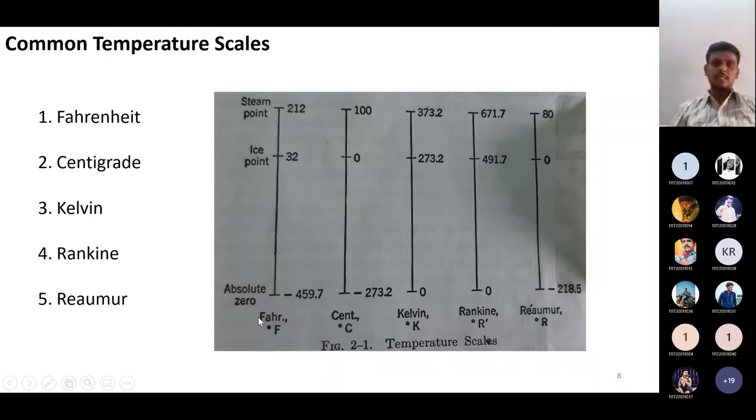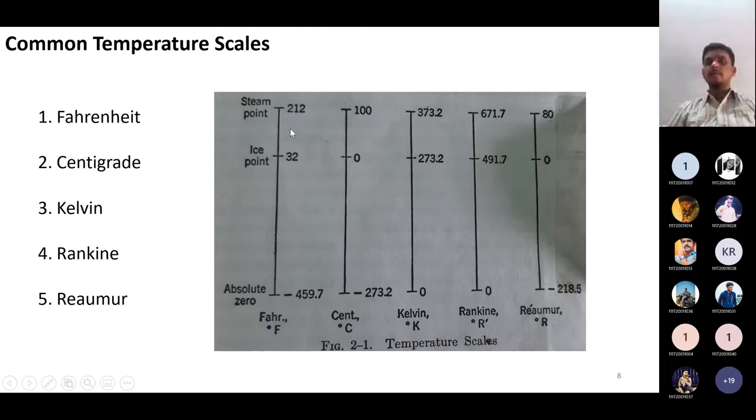The first one, if you see, is absolute zero, which is defined with respect to Kelvin: 0 degree Kelvin is absolute zero. The next one is the ice point. As we know, the ice point is the temperature at which ice is formed from water. That is 0 degree centigrade. And the steam point is the temperature at which the water vaporization takes place. That is 100 degree centigrade.